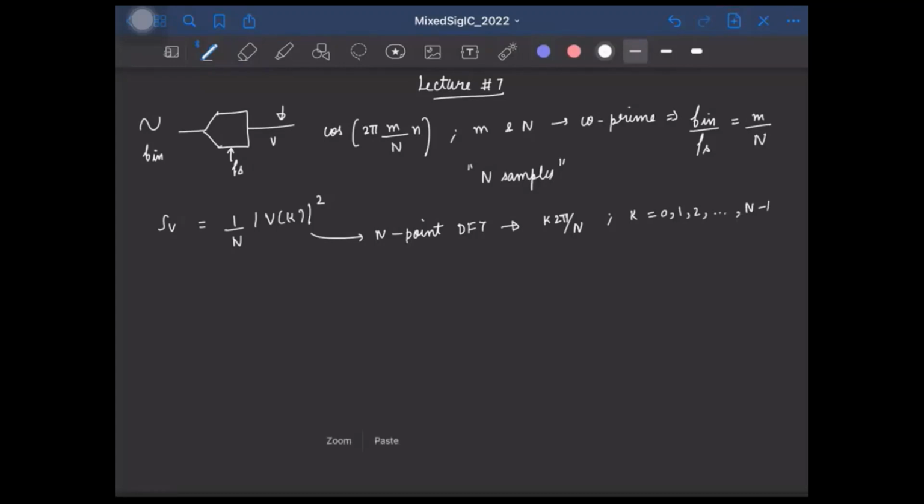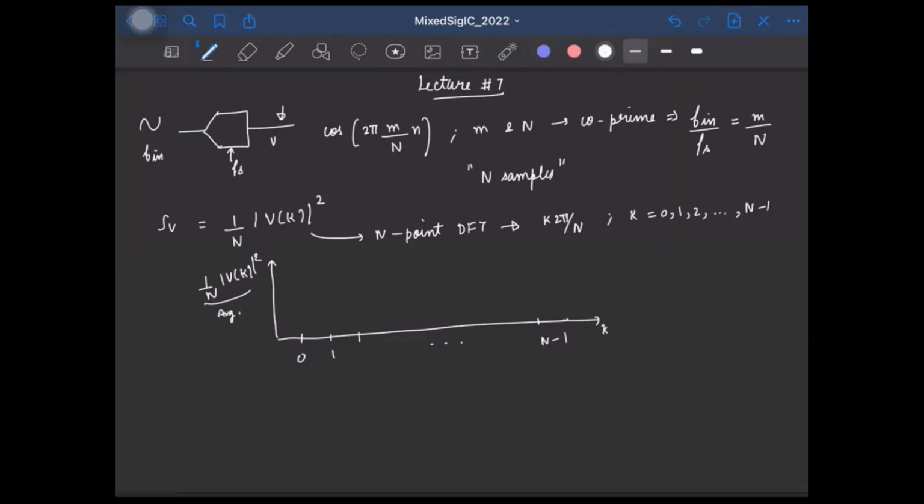If I plot the power spectral density, say it's a two-sided power spectral density, this is the axis k. I'll have values from 0, 1 till n minus 1. So this is nothing but 1 by n mod V of k squared. And of course, we take averages of this.